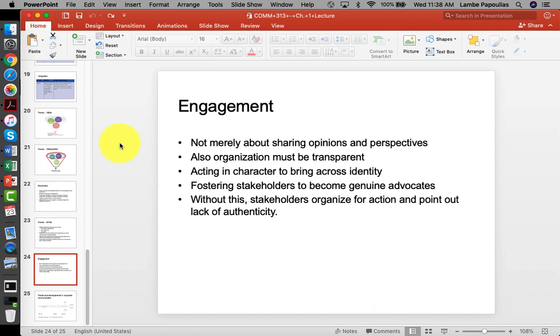Also, an organization needs to make sure that they are transparent. You want to be transparent because if it shows that you're trying to hide something, people will not buy into what it is that you're doing. Acting in character to bring across identity, fostering stakeholders to become genuine advocates, and of course, without this, stakeholders organize for action and point out lack of authenticity. You don't want stakeholders to say that you are not authentic because word of mouth will travel and they will share their ideas.